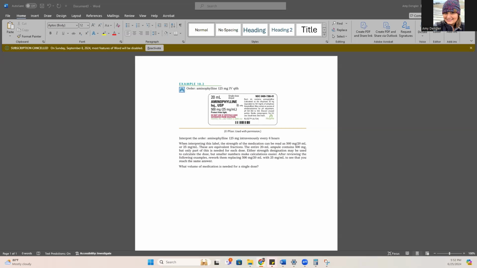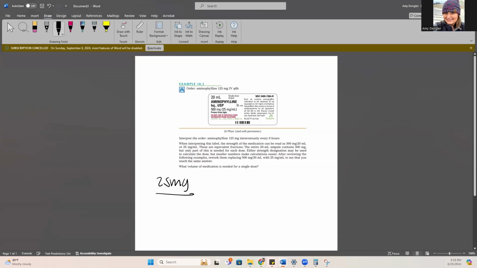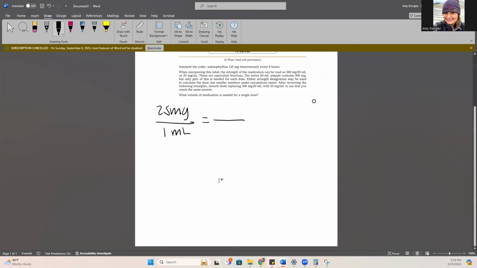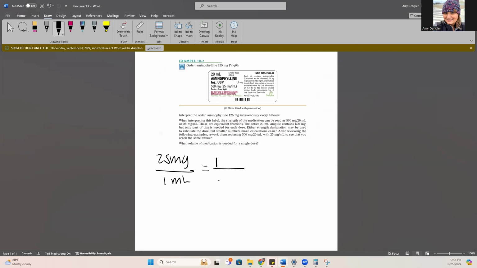Example 10.2, we have an order for aminophylline, 125 milligrams IV every 6 hours. And you can see that the label is right there. And we need to find out what volume of medication is needed for a single dose. So it tells us that the medication is 25 milligrams per ml. So just like in the other example, that's what we're going to start with, the strength of the medication. And we need to give the patient 125 milligrams. How many ml is that?